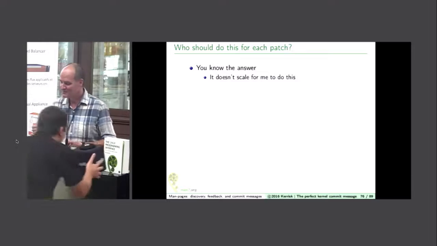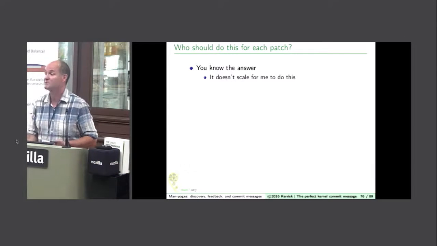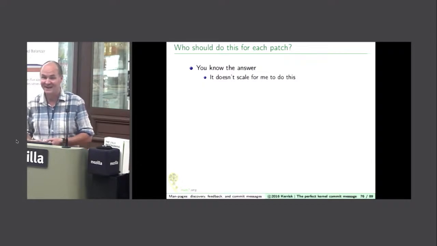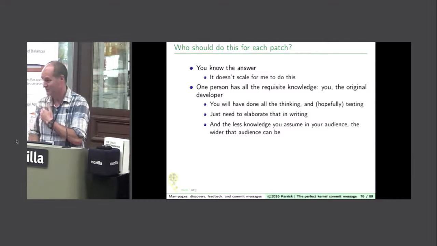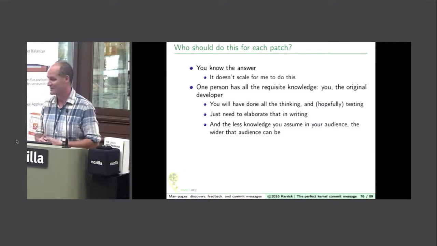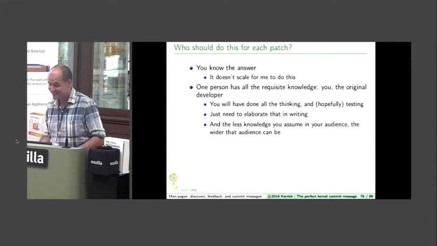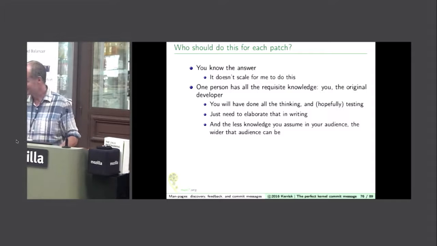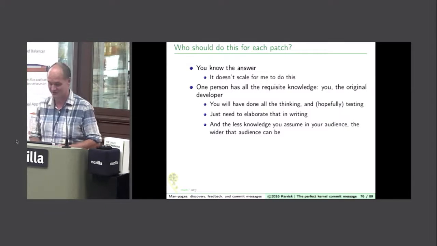So then, my question is, for each patch, who should do this? Now, for this particular patch, it was me. Okay, but that obviously doesn't scale. I can't do that for everyone's patch, but there's one person who almost always has all the requisite knowledge. It's the kernel developer. You did all the thinking, you hopefully did all the testing, just elaborate it all in text as part of your commit message.